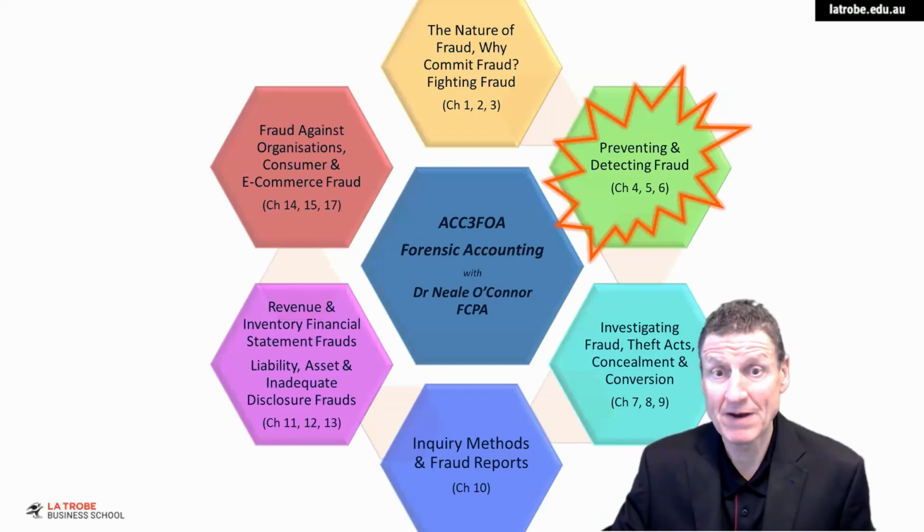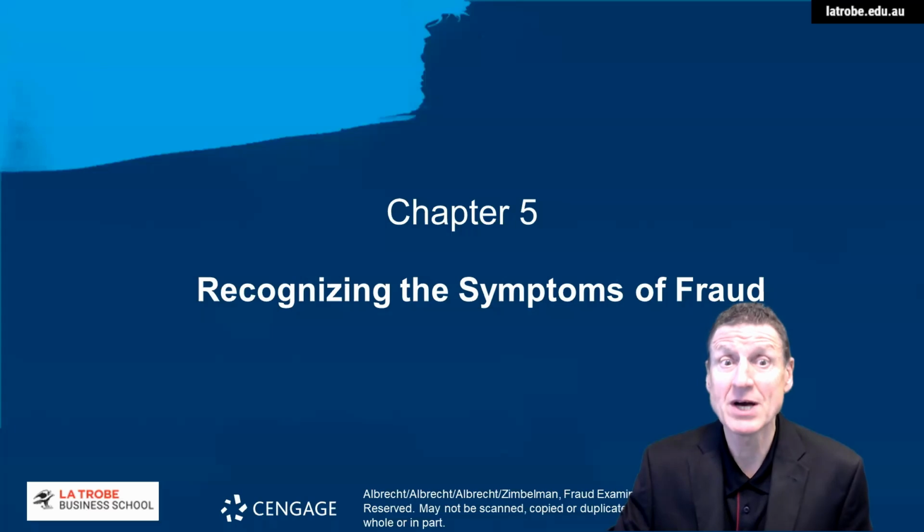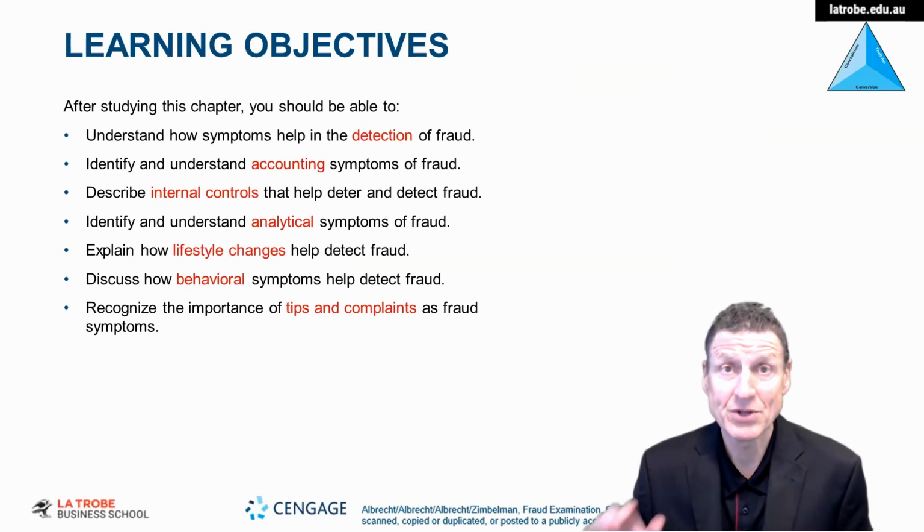This is Learning Module 5, Chapter 5 of the textbook. And here we are going around the hexagon, Chapter 5, recognizing the symptoms of fraud. Yes, you've got to believe it, because fraud you cannot see. So you need to look for symptoms.